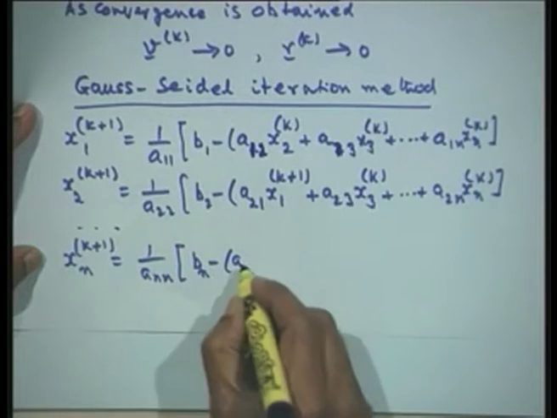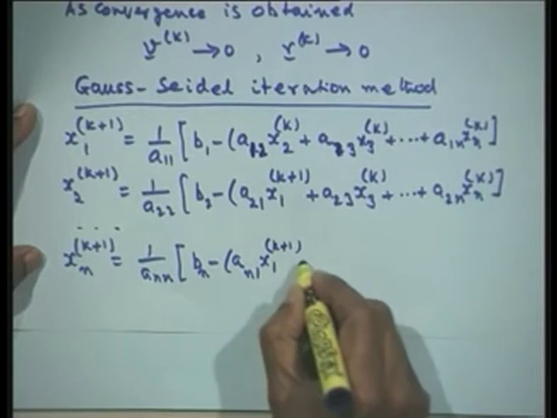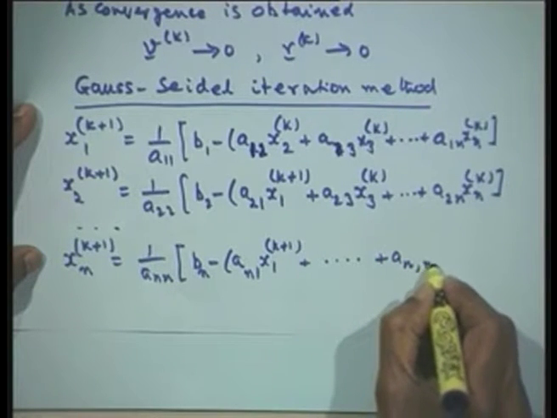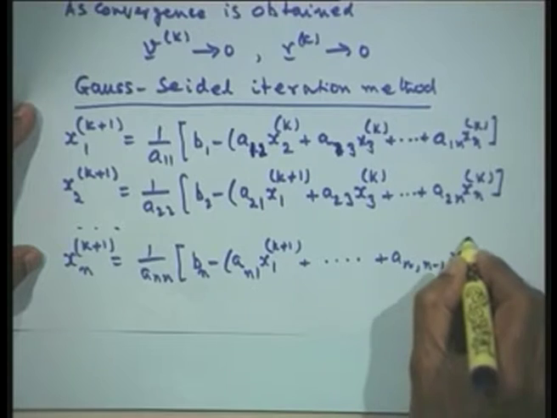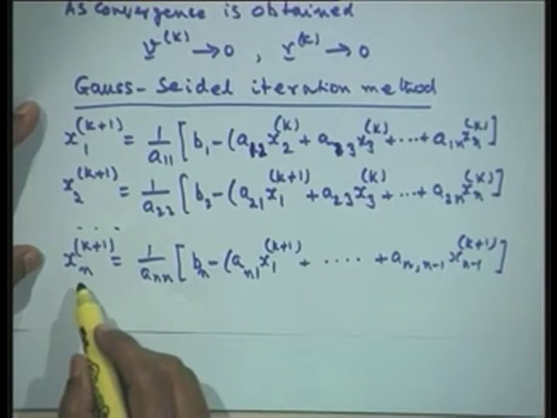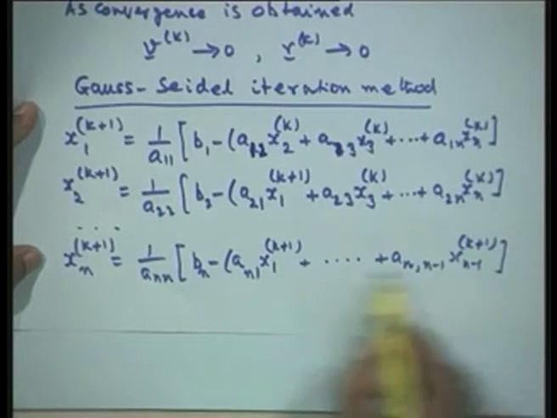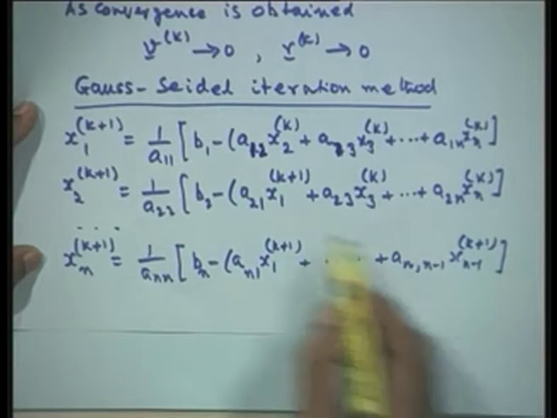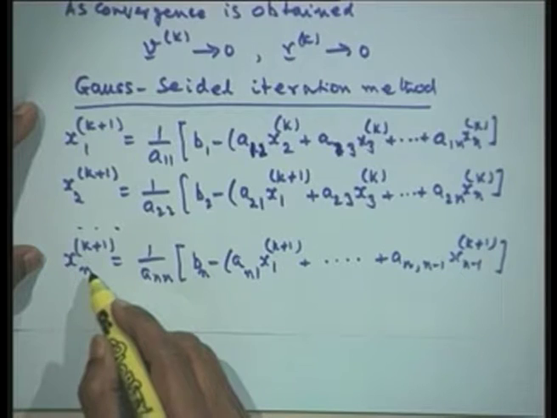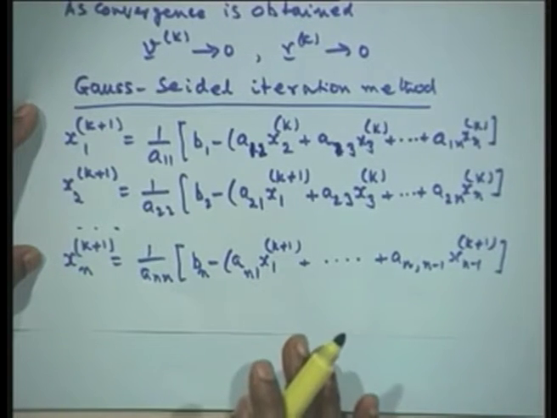Now, all the previous values have been computed, so I will have all of them from the previous, up to x n minus 1 of k plus 1. When we have reached this last equation, all the previous variables' solutions have been obtained, and hence I use whatever current available values on the right hand side to produce this one. This is called the Gauss-Seidel iteration method.